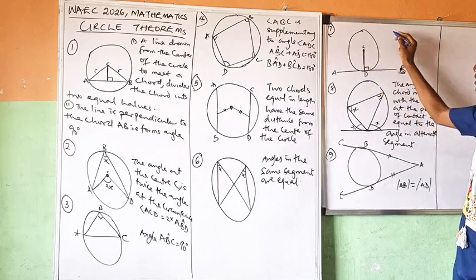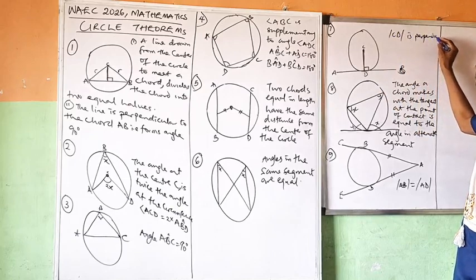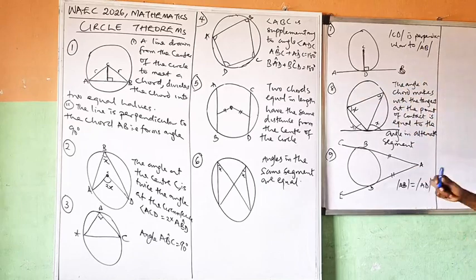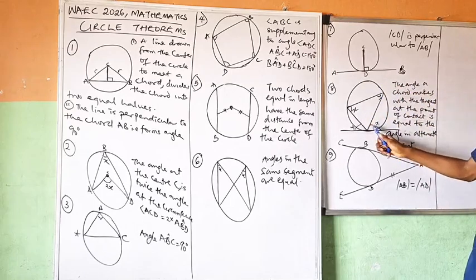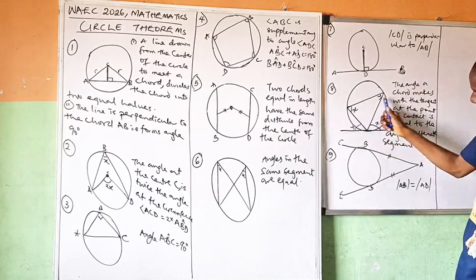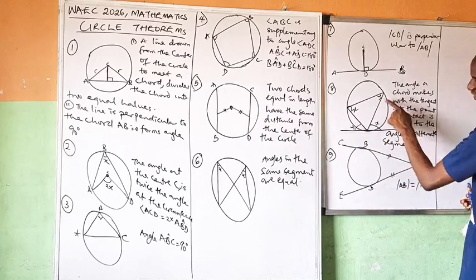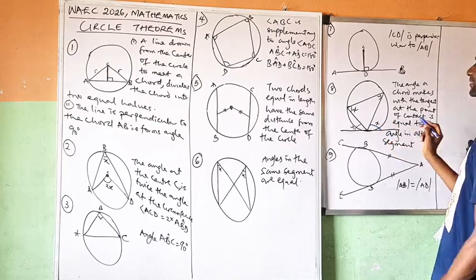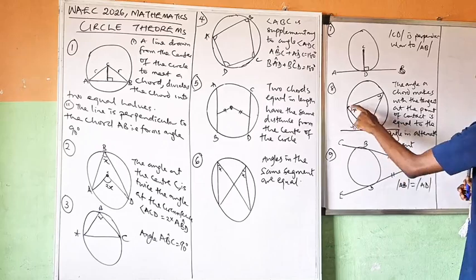So line CD is perpendicular to line AB. And then the next one, the angle. So here, this is a chord, this is another chord here, this is a third chord here. Now for this chord, the angle from this line of the chord to the tangent is equal to this angle in the alternate segment.